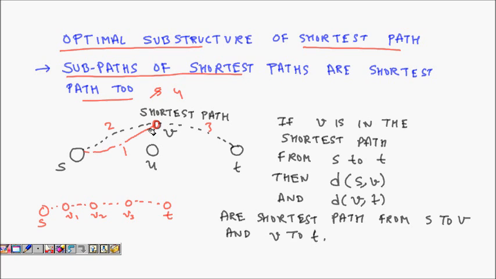So even if we stop somewhere, this part of the path will also be shortest, and this part of the path will also be the shortest. So if V is on the shortest path from S to T, then the distance S to V and the distance V to T are also the shortest paths from S to V and V to T, which we proved.